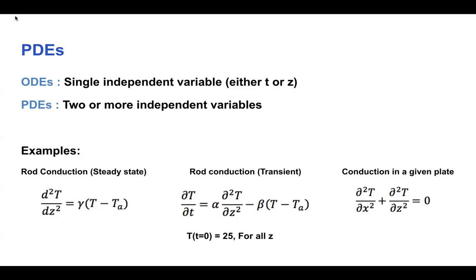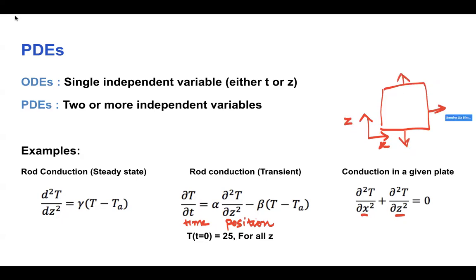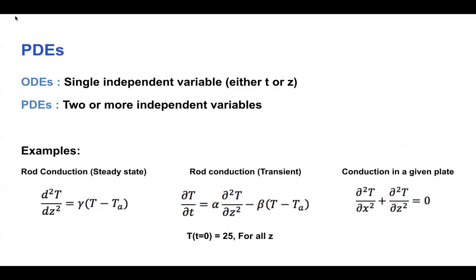Now moving forward, we have conduction in a plate, where the independent variables are position and time. Okay, so here in this case, you have two position coordinates. So here we have a plate like this, which has, let us assume this to be the x direction and this to be the z direction. So you have heat transfer happening in all the directions. Okay, in that case, this is conduction in a plate. The independent variables are the two position coordinates, that is the x and z coordinates.